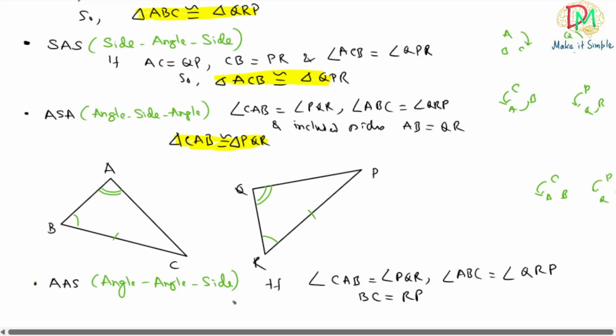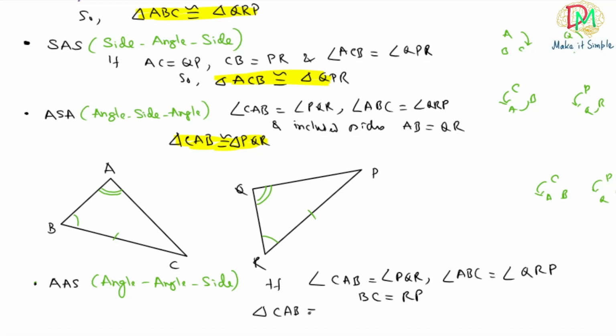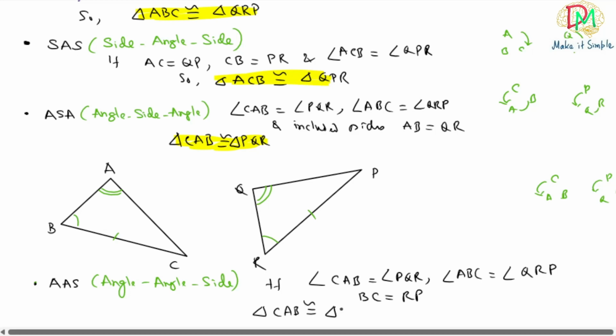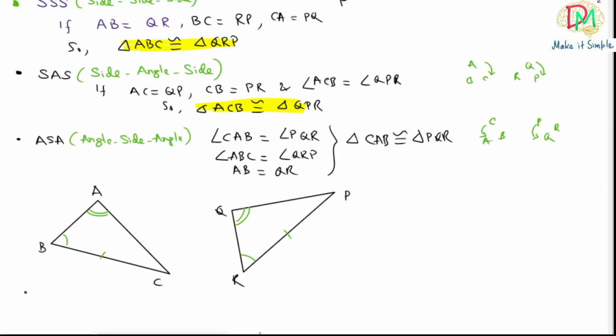Then we can say that triangle, follow the orientation, CAB congruent to PQR. Clear? Next we learn angle side angle rule.